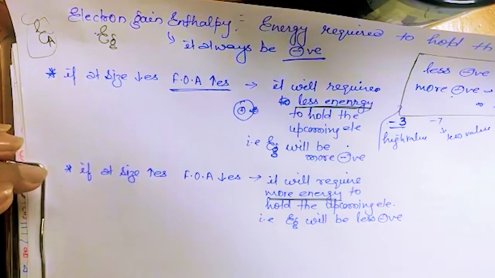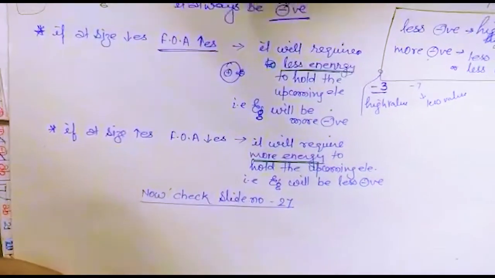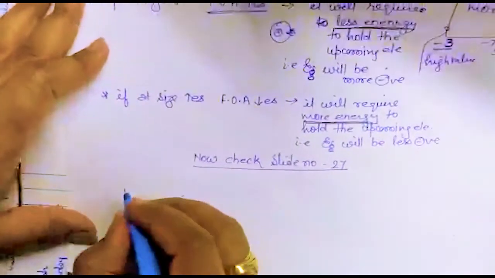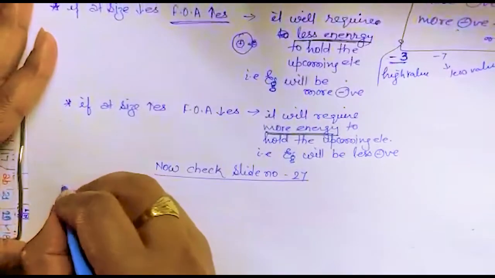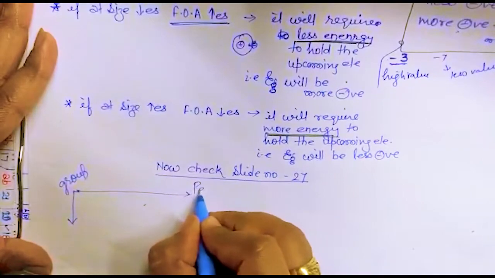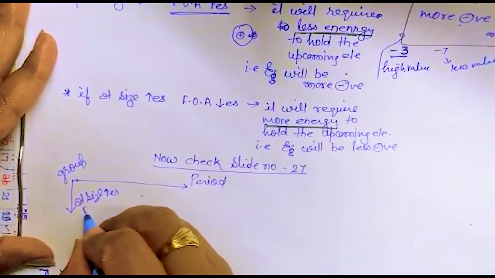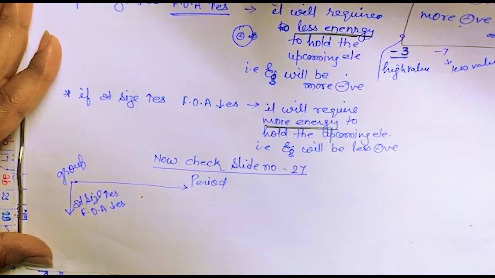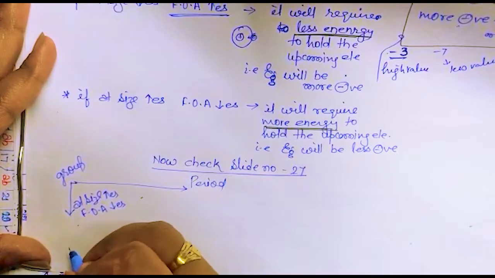Now, after this explanation, just watch slide number 27. It will be clear now. Otherwise I will discuss tomorrow, but try to get it clear. Whenever we move in a group, atomic size increases, so force of attraction decreases. That means if any electron goes to that atom, it has to apply more force, then only it can be held there. So more energy we have to apply for electron gain enthalpy.